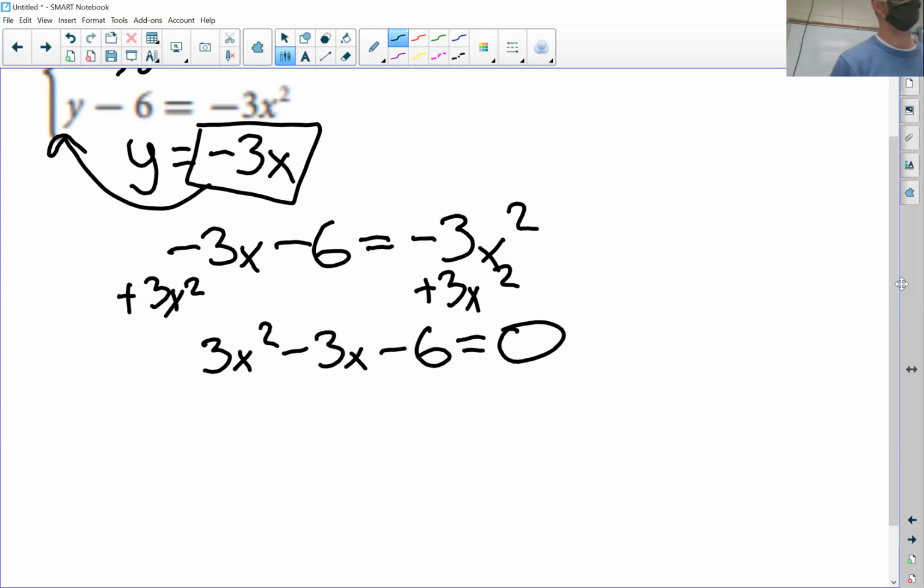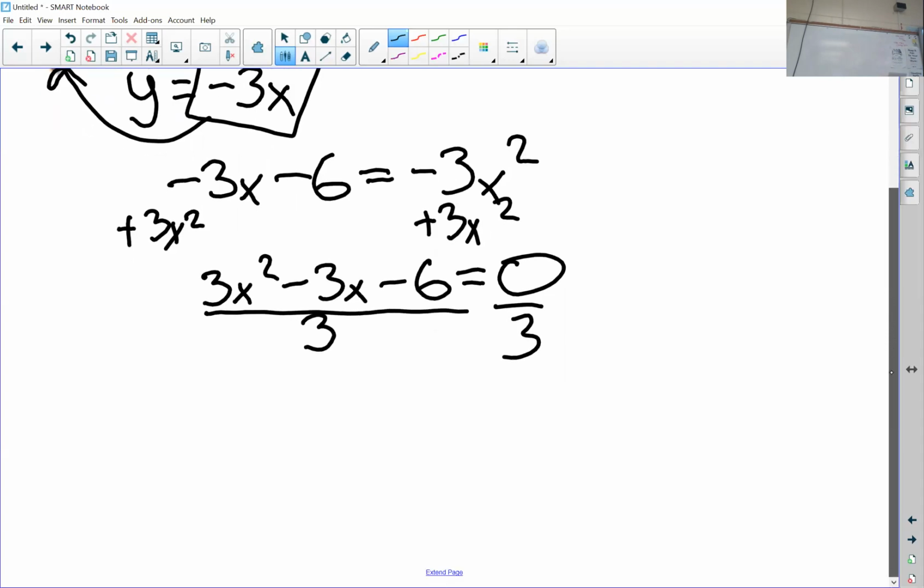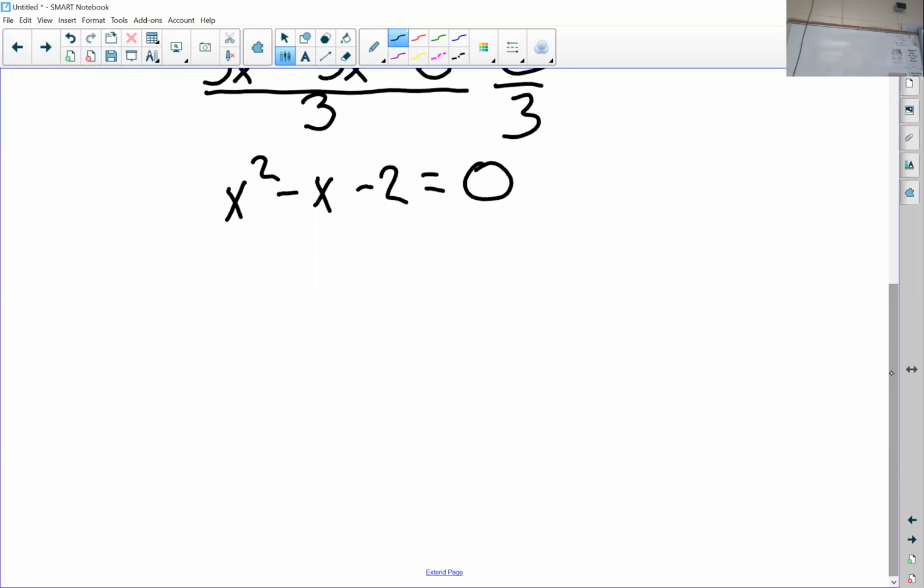When I see this problem, what do I notice? It equals 0. Okay, that's one good thing, but what can I do to make it easier? I can divide everything there by 3. So 3 divided by 3 is 1, negative 3x divided by 3 is negative x, and negative 6 divided by 3 is negative 2, and 0 divided by 3 is 0. Which made my numbers easier to manage.